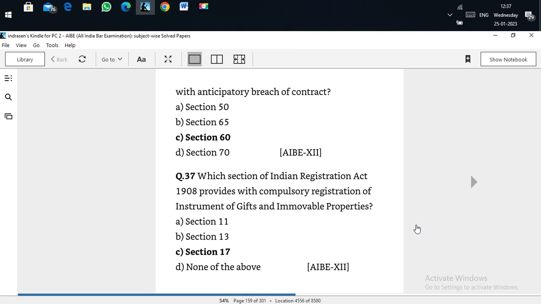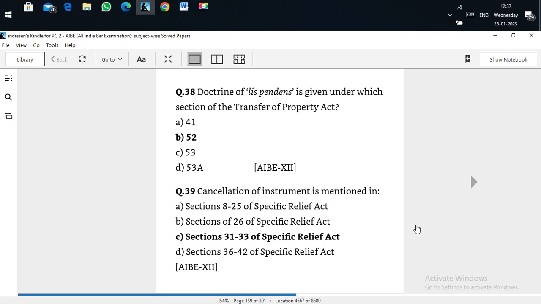Which section of the Indian Registration Act 1908 provides compulsory registration of instruments of gift and immovable property? Section 17 of the Registration Act provides the compulsory registration of instruments of gift and immovable properties. The doctrine of lis pendens is given under Section 52 of the Transfer of Property Act. Lis pendens under Section 52. Cancellation of the instrument is mentioned in Sections 31 to 33 of the Specific Relief Act.